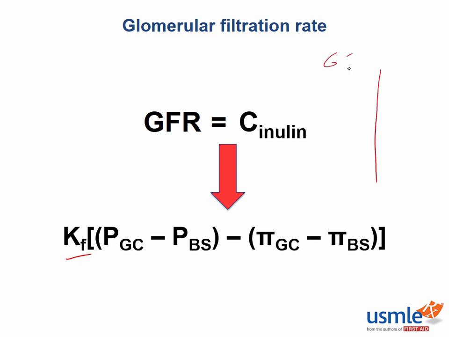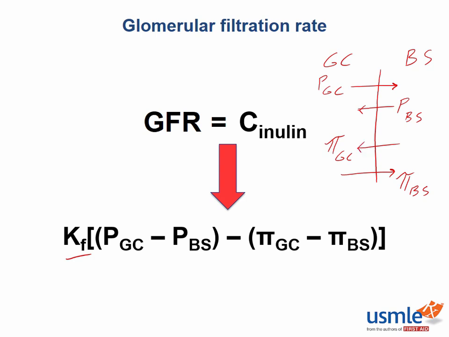I'm drawing the glomerular capillary on the left and Bowman's space on the right. What you see in the middle here is actually the filtration barrier. PGC is the hydrostatic pressure within the glomerular capillary, and it will encourage fluid filtration. PiBS is the oncotic pressure of the Bowman's space, and it will also encourage fluid filtration. PBS is the hydrostatic pressure of Bowman's space, and it will oppose filtration. And PiGC is the oncotic pressure of the glomerular capillary, and it will also oppose filtration.